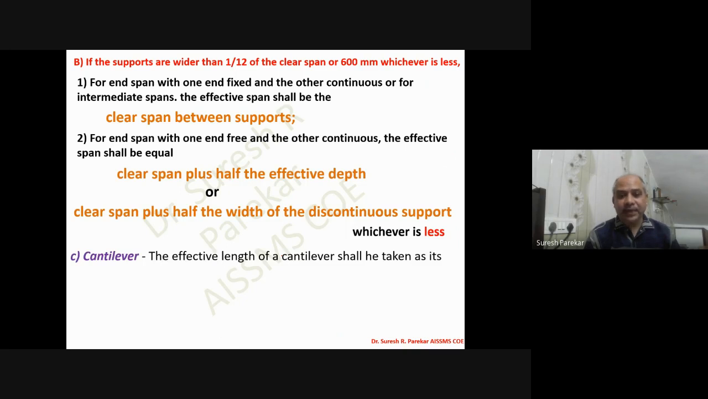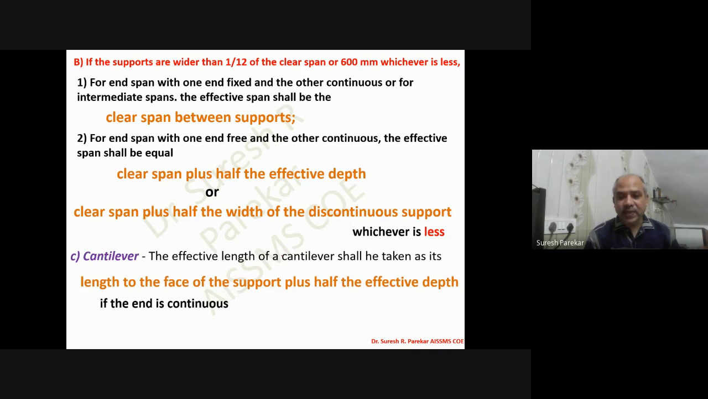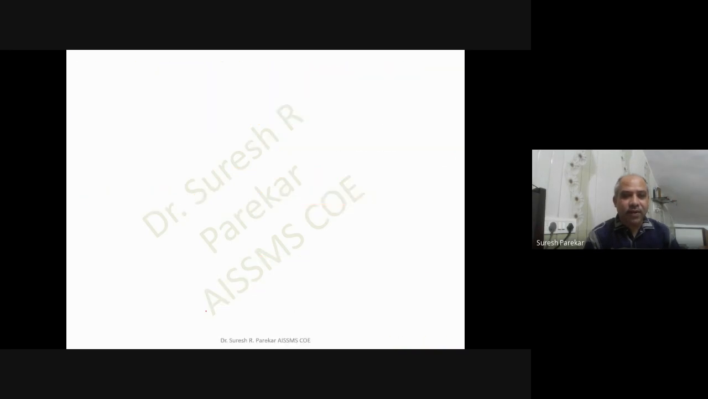Then in case of a cantilever, the effective length of a cantilever shall be taken as the length to the face of the support plus half the effective depth if the end is continuous. So we have just seen this, clear span plus half the effective depth for an end continuous, and the length to the center of support shall be taken if we have that end as continuous. We can see this clause over here.